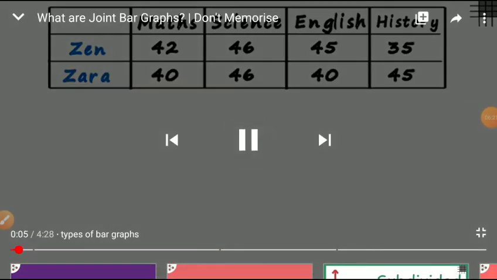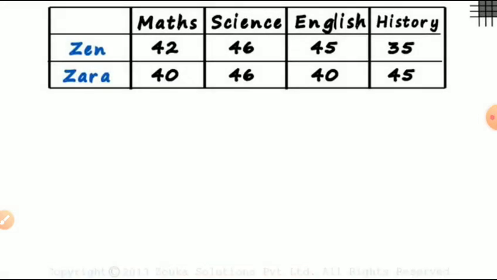That bar graphs are used to represent data aesthetically. But there are different kinds of graphs that can be used to represent different kinds of data. Say we want to compare the marks of Zen and Zara in 4 subjects: maths, science, English, and history. These are the marks they obtained in the 4 subjects.